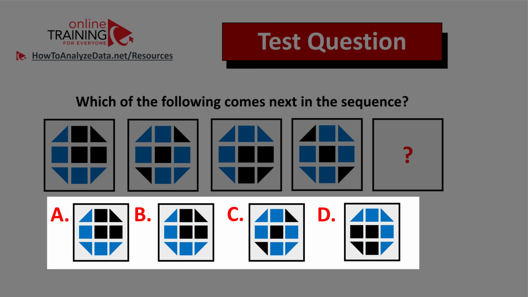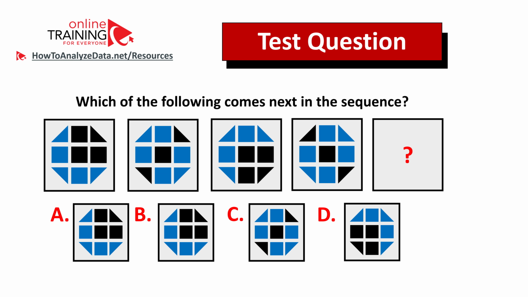And obviously, there are 4 possible choices. Choices A, B, C, and D. And all of these choices look very similar. Do you think you know the answer? Now might be a good time to pause this video and give yourself 10 to 20 seconds to see if you can come up with the answer.